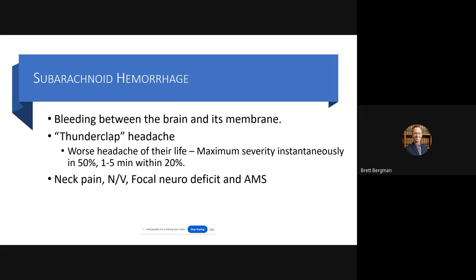You can also see things like neck pain, nausea, vomiting, and you may get some neurodeficits and altered mental status. But all of these stroke-related things that we may see on the Hill is a patient that we need to load and go and get them to a higher level of care.